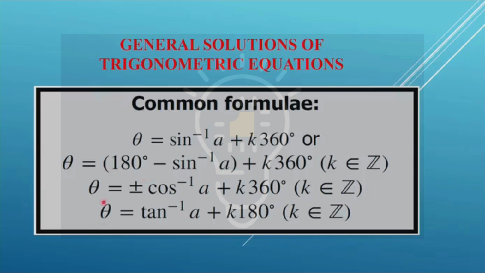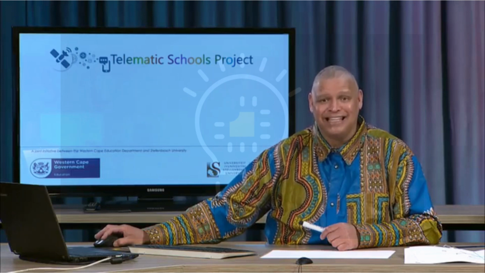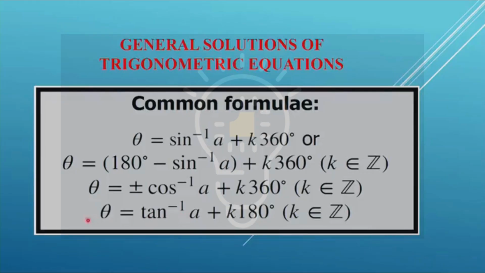What about cosine? Well, we could bring the cosine formula together by saying theta is equal to plus or minus arccosine of A plus k times 360 degrees, where k is an element of Z. And tangent, notice theta is equal to arctan A plus k times 180 degrees. Remember, the period of every tangent graph is 180 degrees only. And that's why this formula that is used for the general solution has k times 180 degrees here. Whereas the period of the sine graph and the cosine graph, right? The mother sine graph and the mother cosine graph have the period at 360 degrees.